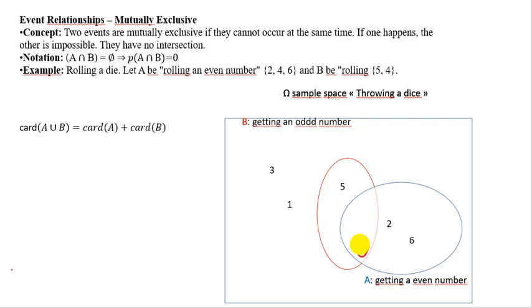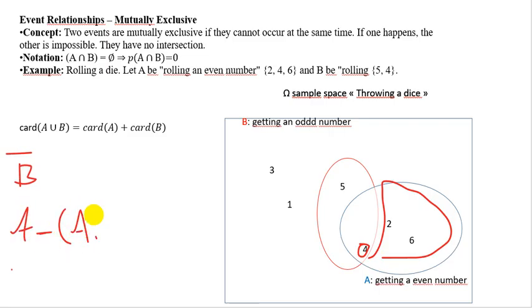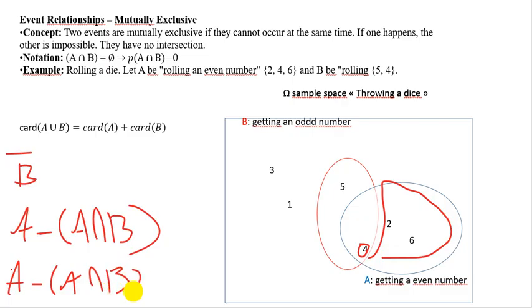So if I take B bar, what part of A is contained in B bar? Actually only this part. We cannot take 4 because 4 is not in B bar. So the part of A contained in B bar is A, but without the intersection of A and B. So now we can write A minus A intersection B is a subset of B bar.